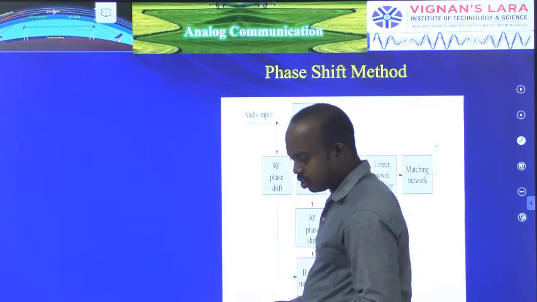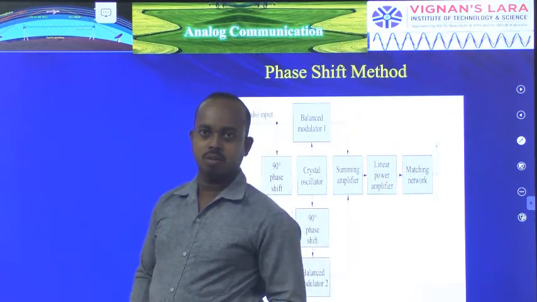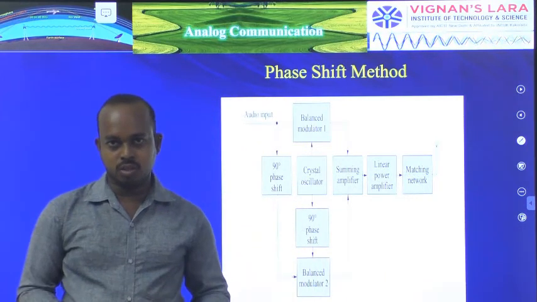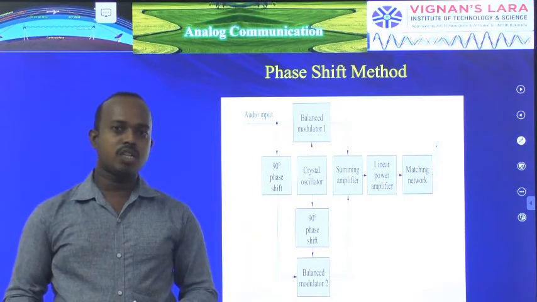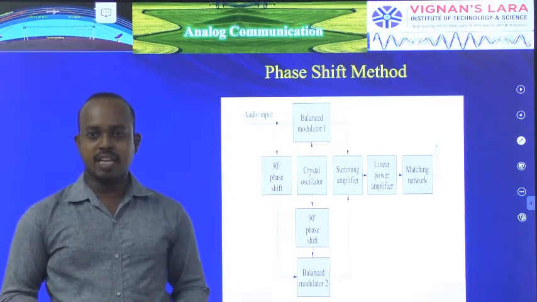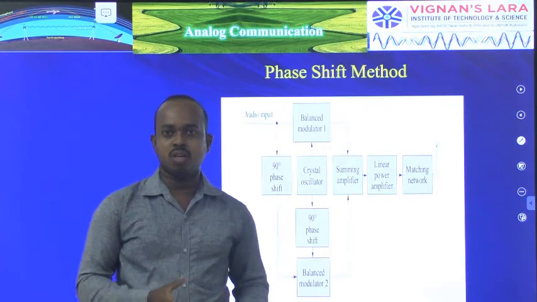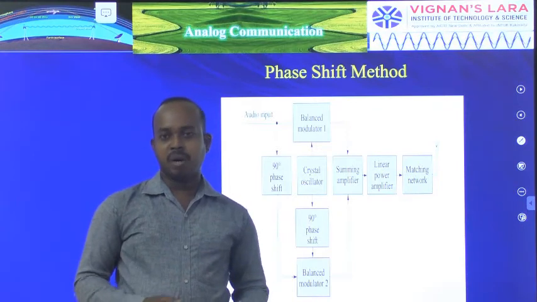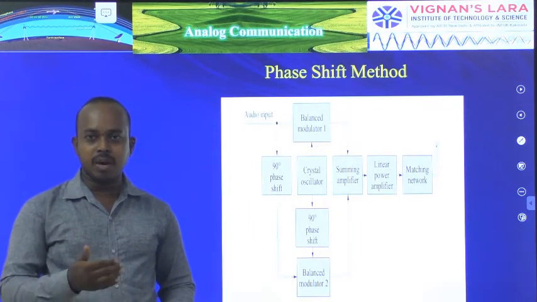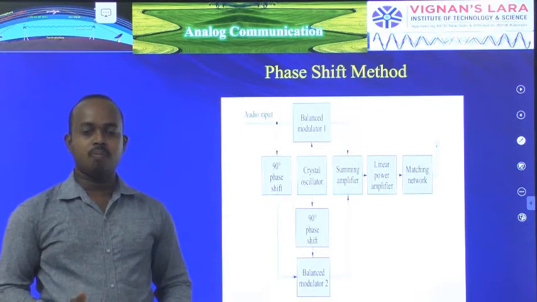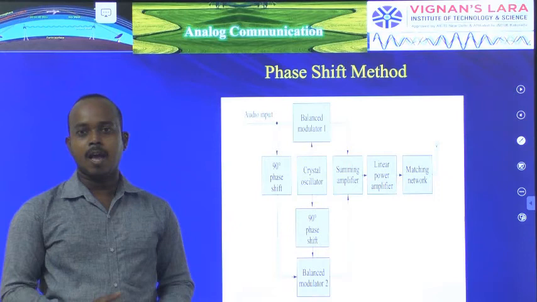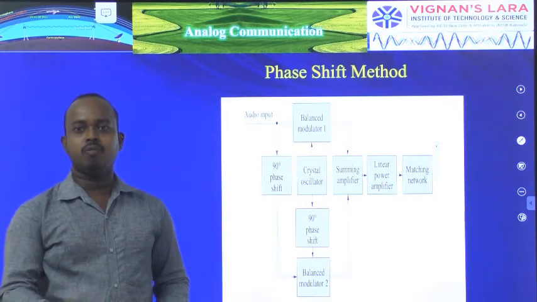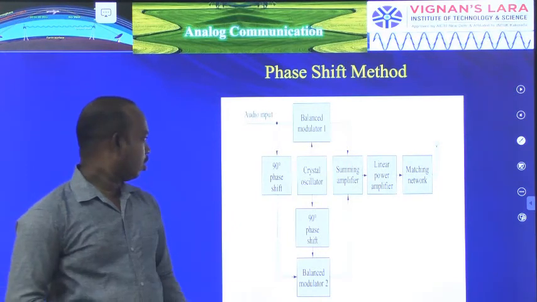In the phase shift method, you just have to apply the 90 degree phase. Without the 90 phase, what happened? But what is the advantage? In the SSB transmitter, we are using this phase shift method. By using the phase shift method, we can minimize the number of components. That means the number of blocks we can minimize by using the phase shift method.